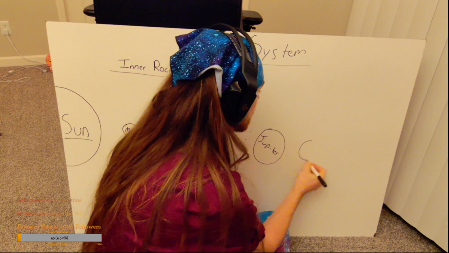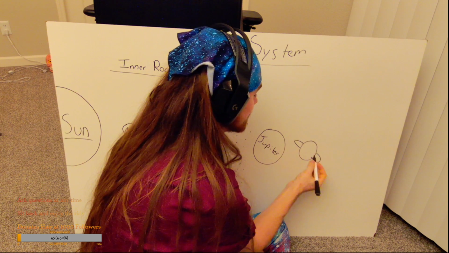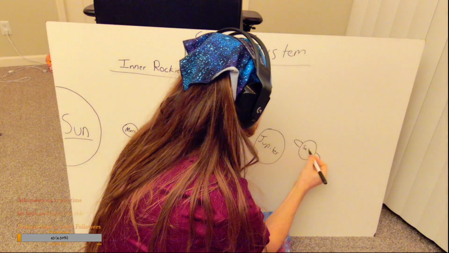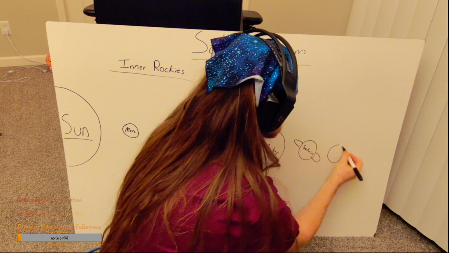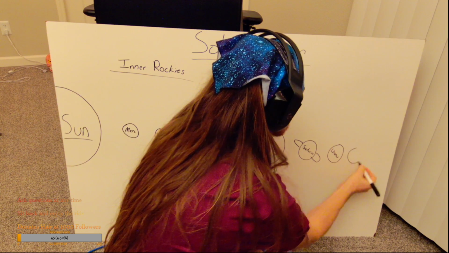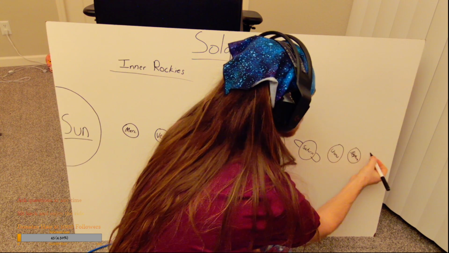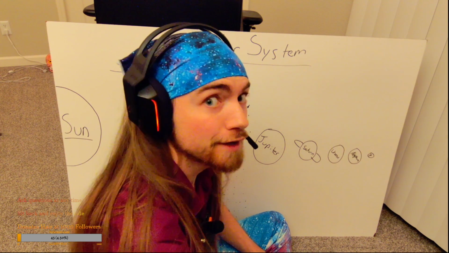After that, we have Venus, and I'll put the little ears on them. I said Venus, I meant Saturn. Got Venus on my mind. Venus, Uranus, Neptune, Pluto. I'm putting Pluto on there. We're going to talk about why.